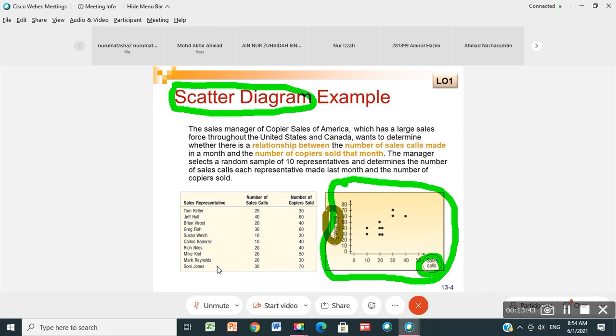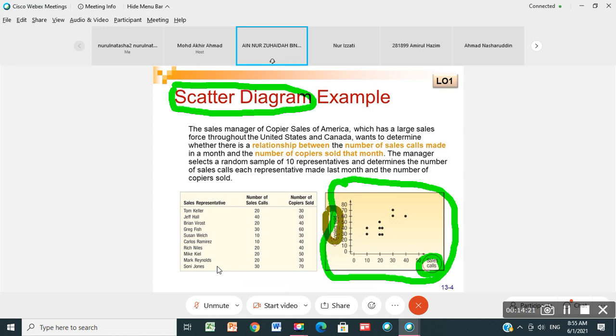The sales manager of Copier Sales of America, which has a large sales force throughout the United States and Canada, wants to determine whether there is a relationship between the number of sales calls made in a month and the number of copiers sold. The manager selects a random sample of 10 representatives and determines the number of sales calls each representative made last month and the number of copiers sold.